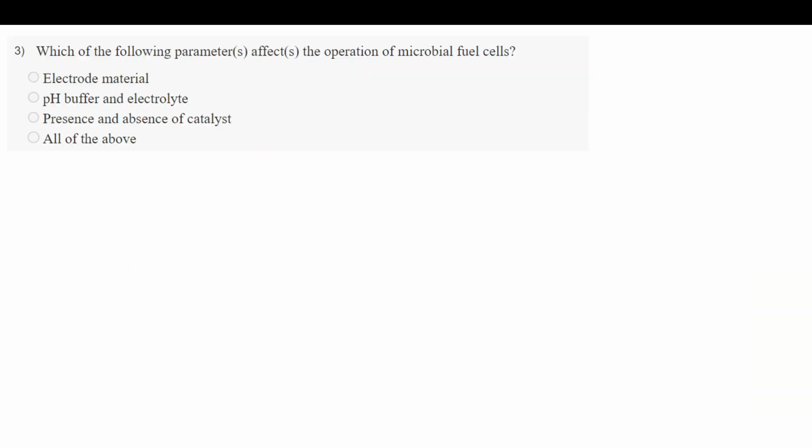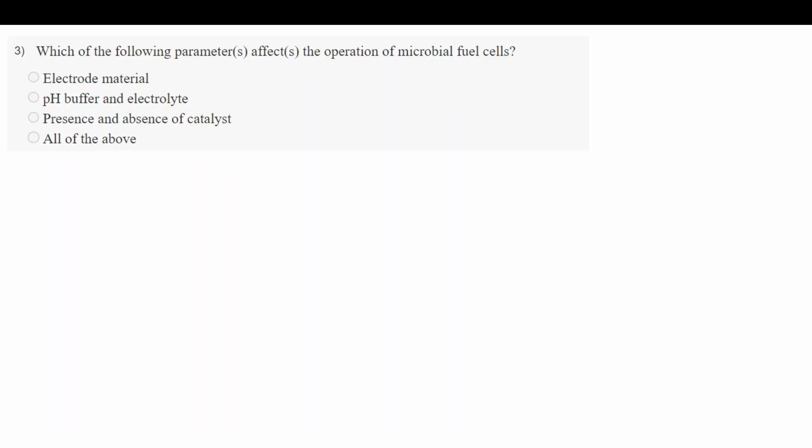Which of the following parameters affect the operation of a microbial fuel cell? Is it electrode material, the pH, the catalyst, or all? Ma'am, the last one, all of the above, will be correct. Yes, correct.